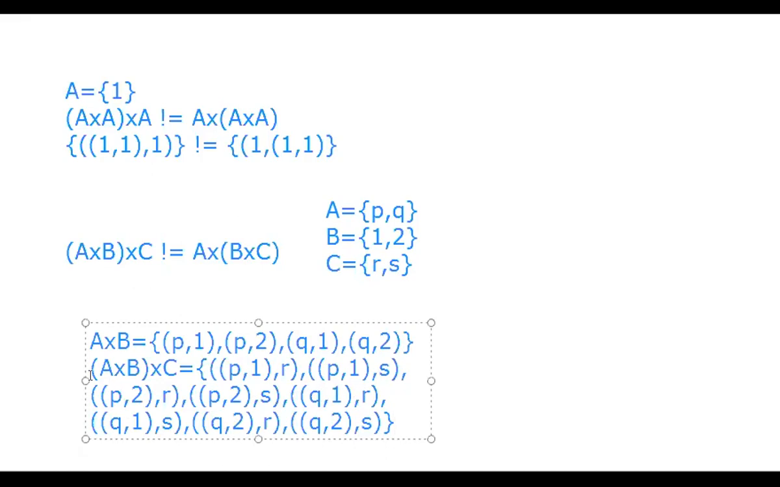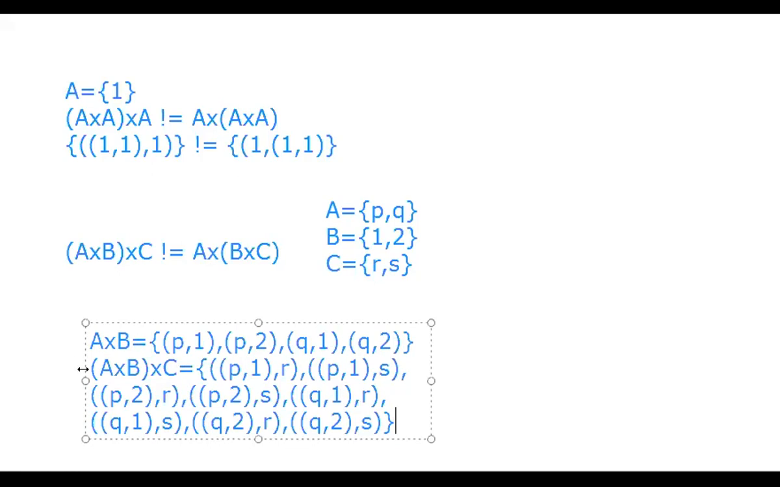Then the next element will be Q1 S. Q1 is paired with S. Here it comes, the Q1 S. Then the last element of A cross B, Q2, is paired with the elements of the C set, Q2 R and Q2 S.